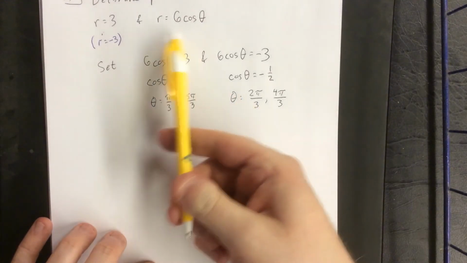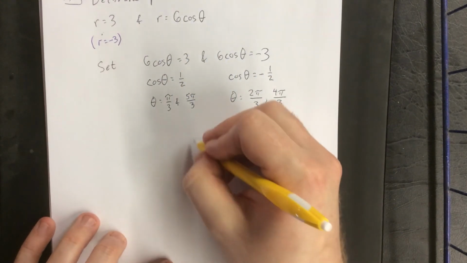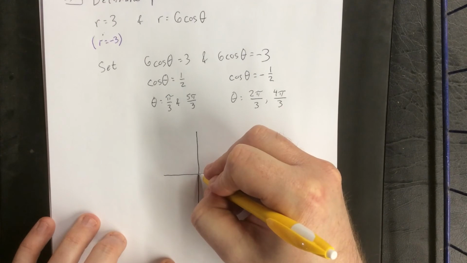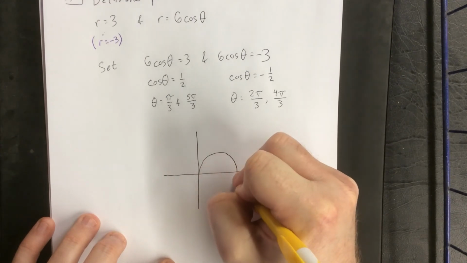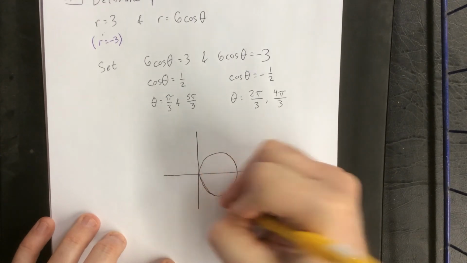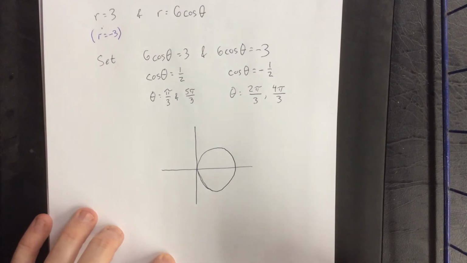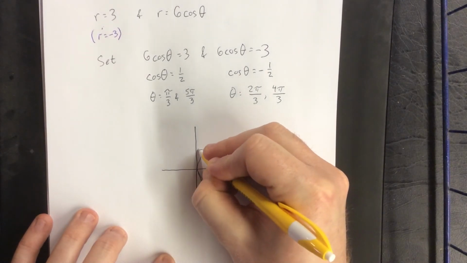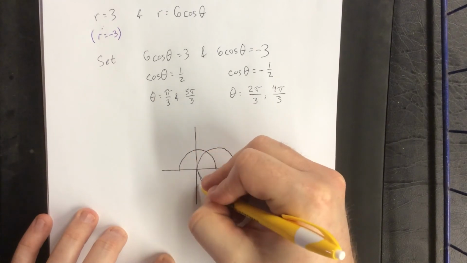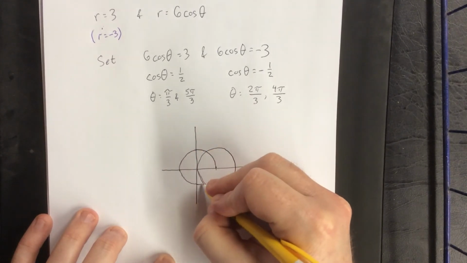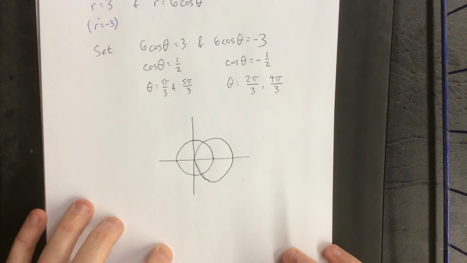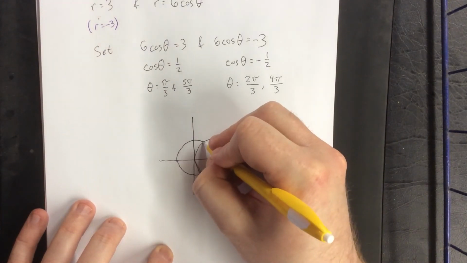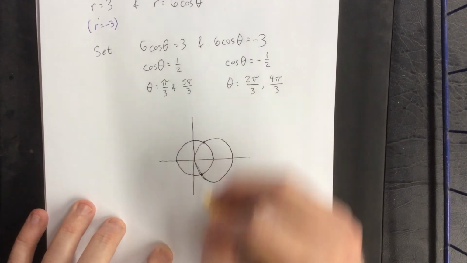However, if you consider what these two graphs actually look like, r equals 6 times the cosine of theta is a circle extending to the right side of the pole. R equals 3 is a circle of radius 3 centered at the pole. Those are supposed to have the same radius, and it is not even close. I see that there are only 2 points of intersection despite the fact that we've indicated that there are 4 angles.